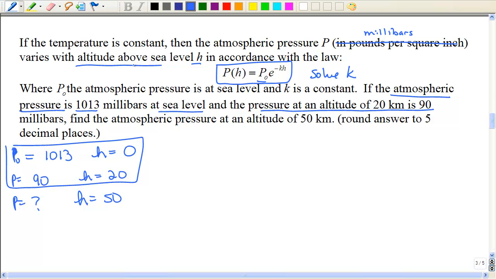And then once we solve for K, we can answer that question. So let's see, 90 equals our initial quantity, e to the negative K times 20. Now where am I getting these numbers? 20 and 90 match up. When H is 20, P is 90, and then we have this initial amount that was given here. So what we need to do is solve for K.